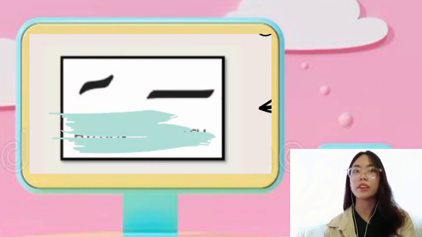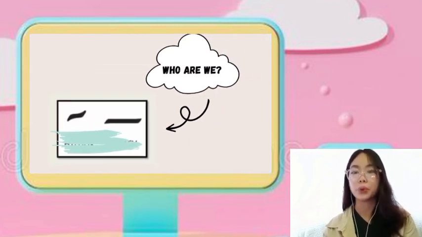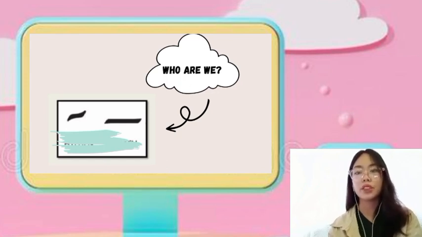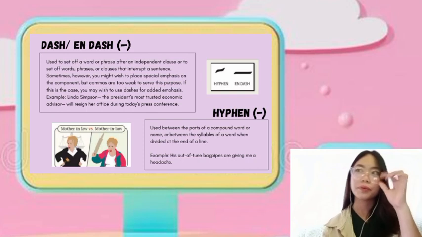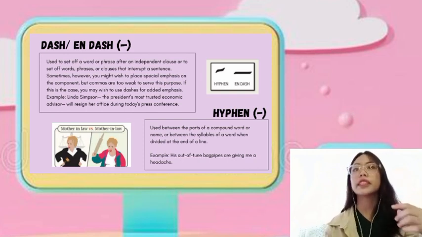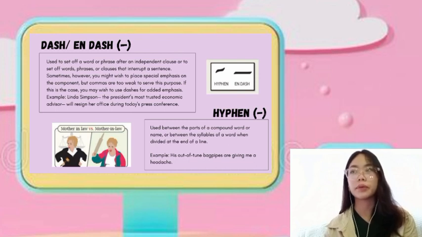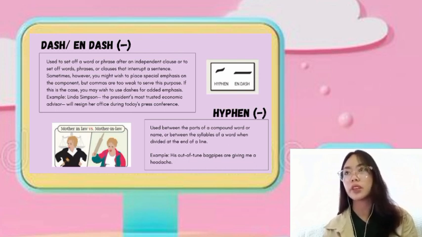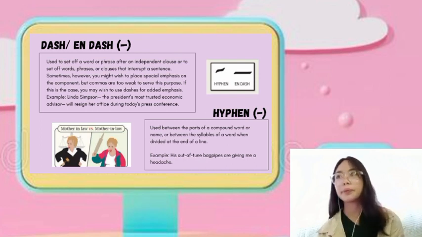Next is what they call these punctuation marks. Who is who? Which do you think is the dash and the hyphen? Okay, let's see. Okay, the hyphen is the shorter one, and the dash is the longer one. The dash is also known as M dash. Actually, there is another one pa, which is the M dash, but let's focus on the dash in general.